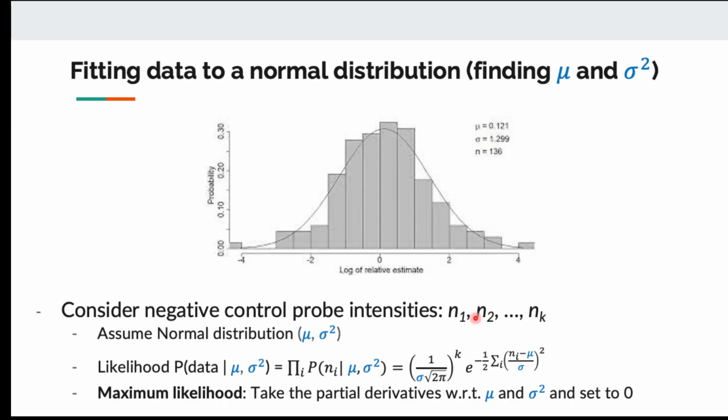Let's say we already transformed them. Because these are negative controls, we assume that all of these are going to be pure noise, no signal at all. And by our null hypothesis, we assume that it's a normal distribution with a mean of mu and a variance of sigma squared. You don't have to worry about the symbol. Just think of it as normally distributed. It's going to have some mean and some variance.